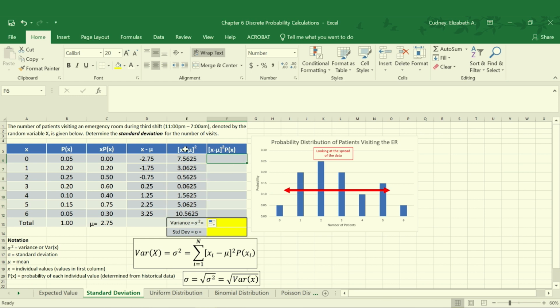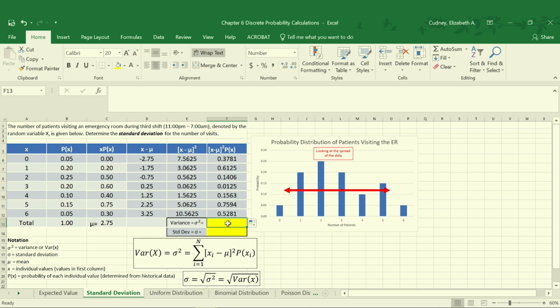And then the final step is to take what I just calculated, my x minus my mean squared, and multiply it times my probability of x. So this will be equal to my value in E6 times my value in B6. And I get a value of 0.3781. Now I'll take that value and copy it down.